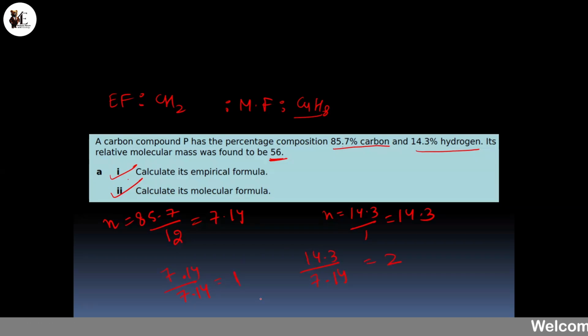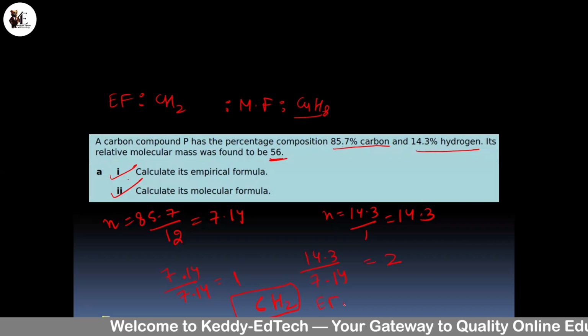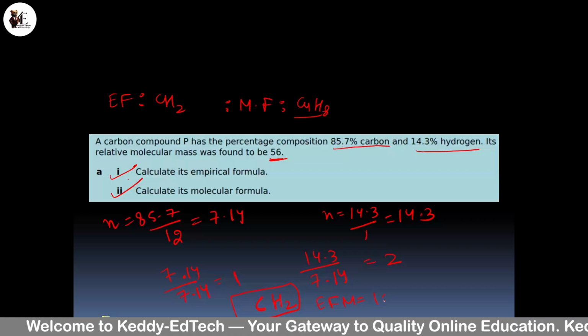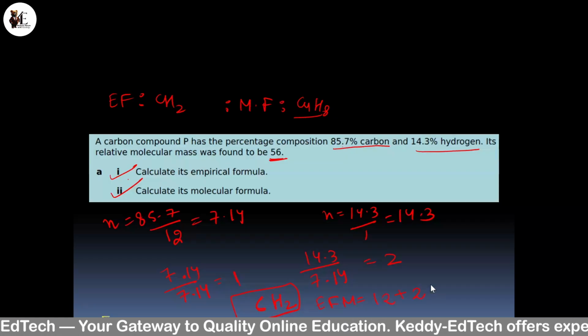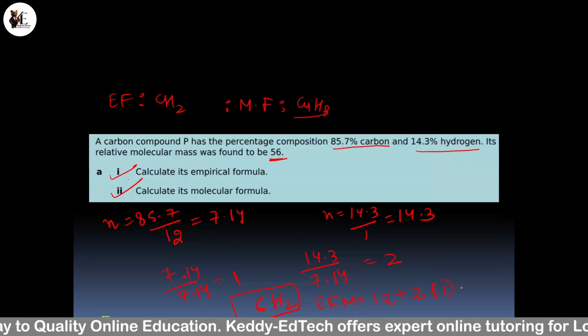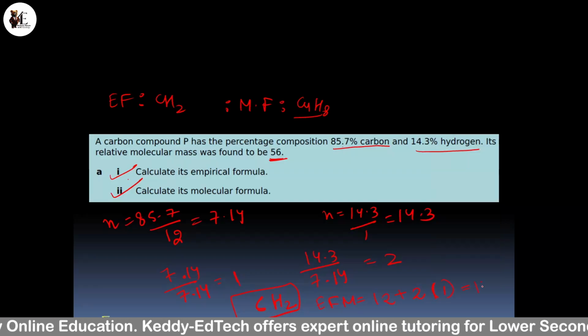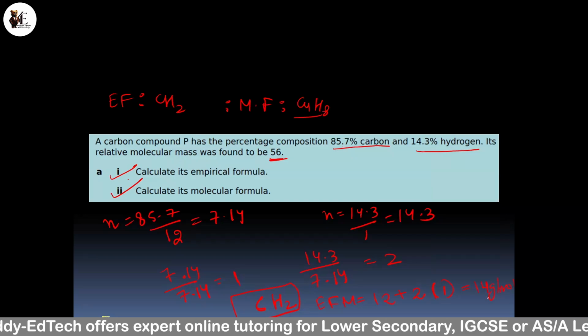Yes, so the empirical formula is correct. Empirical formula is CH2. Then we have to calculate the empirical formula mass. The empirical formula mass is equal to 12 for carbon plus 1 for hydrogen, and since there are 2 atoms of hydrogen, 12 plus 2 is equal to 14 grams per mole. This is the empirical formula mass.